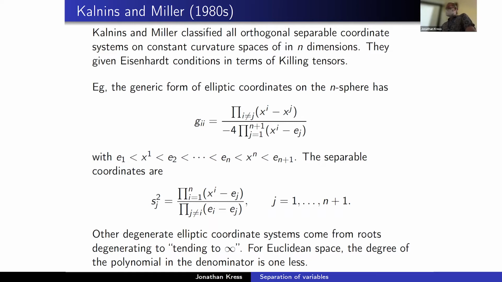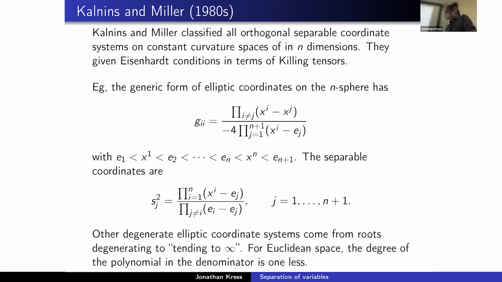Okay, so this is a typical looking metric. Sorry, this is just the components, g_ii. It's diagonal because these are orthogonal coordinates, and the diagonal components are given by things like this. The x's are just the usual places on the n-sphere. I think these are coordinates on the ambient space, so this would be subject to the sum of the squares being equal to 1 or something like that.